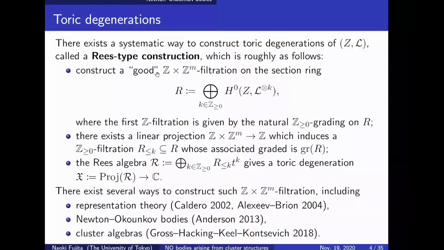Now there exist several ways to construct such filtrations. These are just examples of such constructions: representation theory using crystal bases or canonical bases, Newton-Okounkov bodies, and cluster algebras. One aim of this talk is to relate these three kinds of constructions. So we give some relations between these three objects.